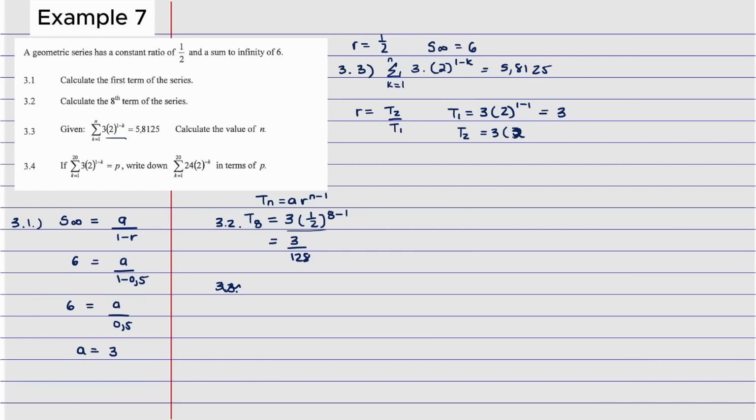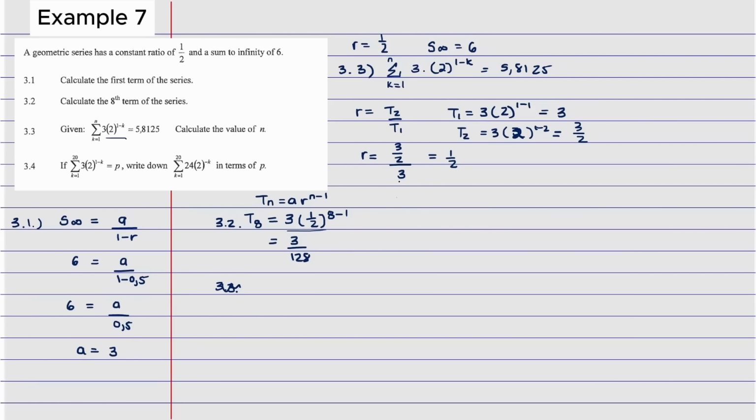So it's going to be 2, open bracket, it's going to be 1 minus 2. You're going to get T2 as being 3 over 2. So therefore, R is going to be equal to 3 over 2 divided by 3, which gives us a half, which is the same as this one. So now we know that R is a half.